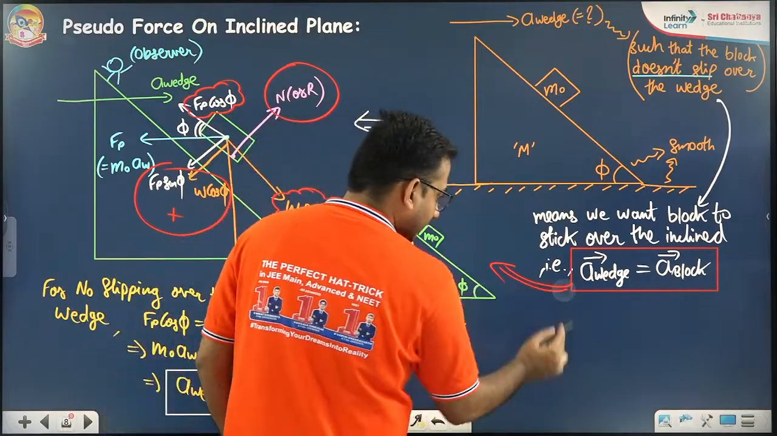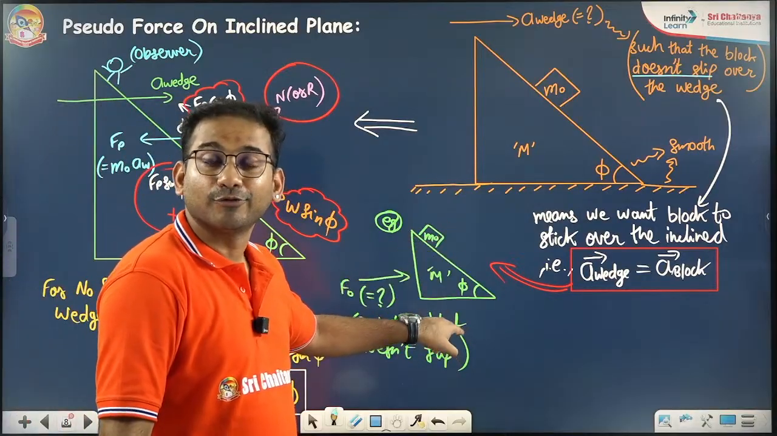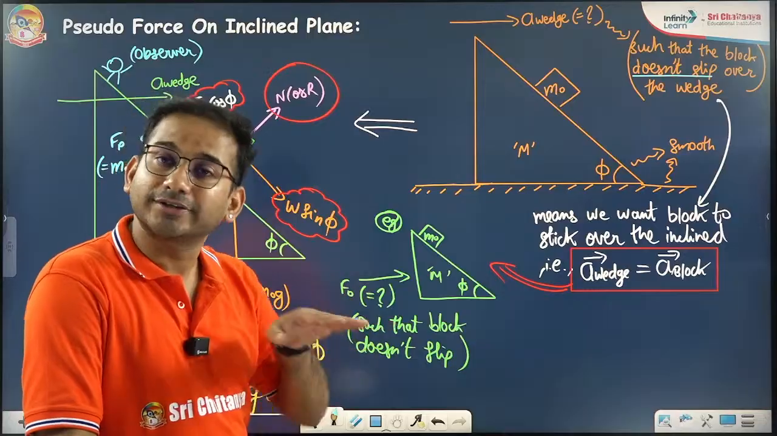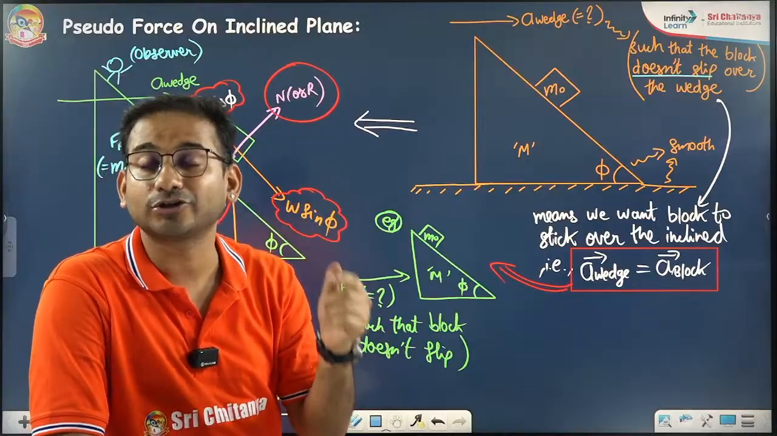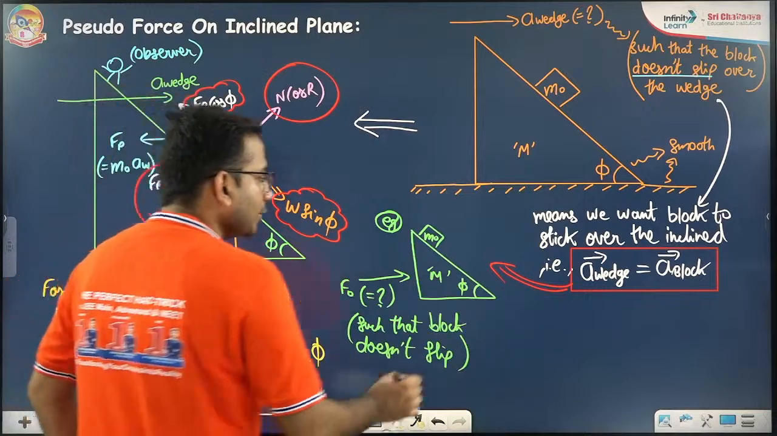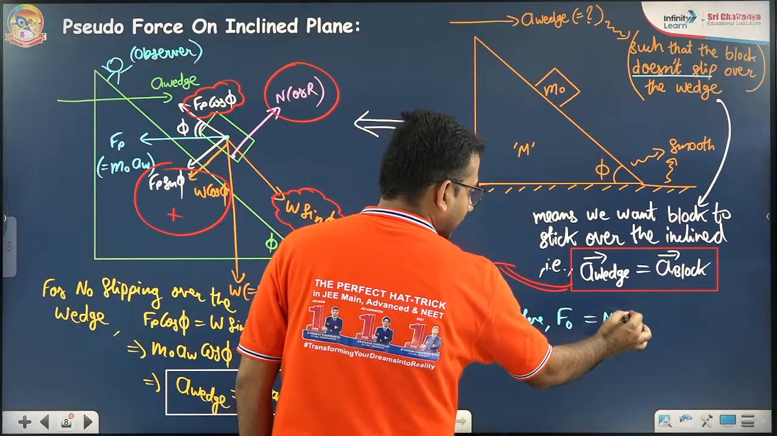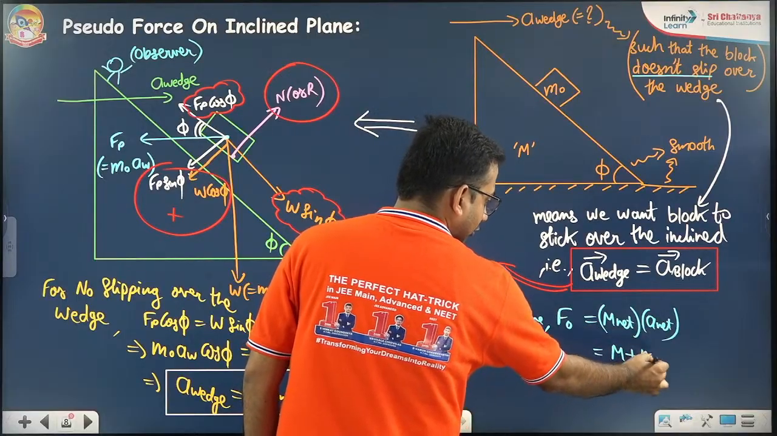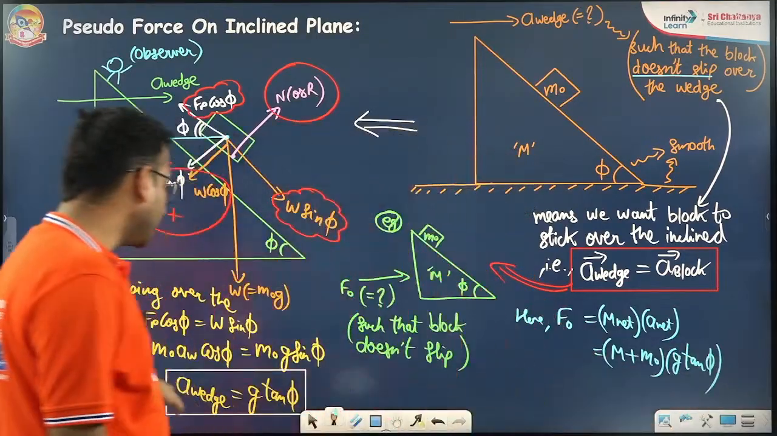Here, you are pushing the wedge, but if you don't want the block to slip over the wedge, both will be pushed with the same acceleration. The wedge is pushing the block, but if you don't want the block to slip, both of them will have the same common acceleration. So F naught required will be equal to net mass into net acceleration. The net mass is capital M plus m naught, into net acceleration g tan phi. That's what you have concluded over here.